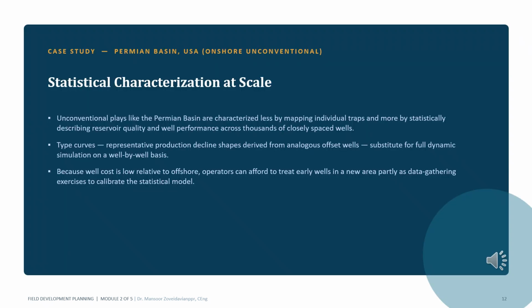This case study demonstrates how subsurface characterization changes when data becomes abundant. In the Permian Basin, operators often have access to thousands of wells. Because of this dense data coverage, characterization becomes increasingly statistical. Rather than building highly detailed reservoir simulations for every individual well, operators frequently use type curves derived from large populations of offset wells.